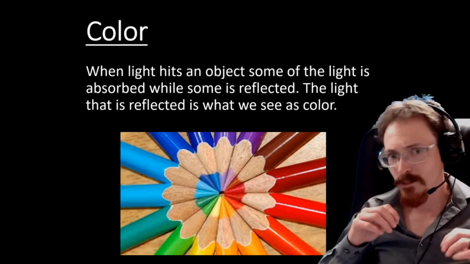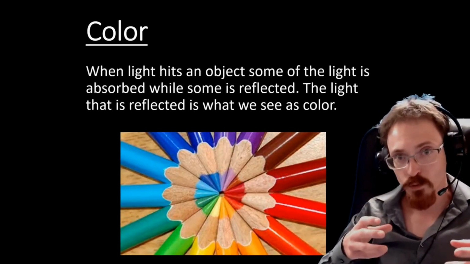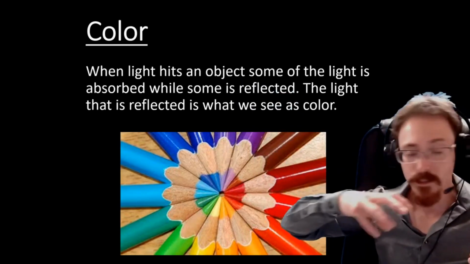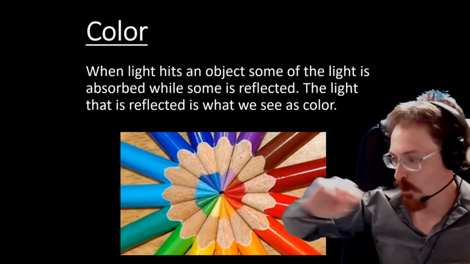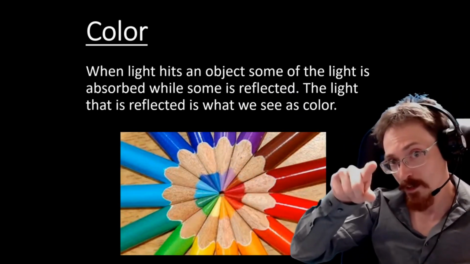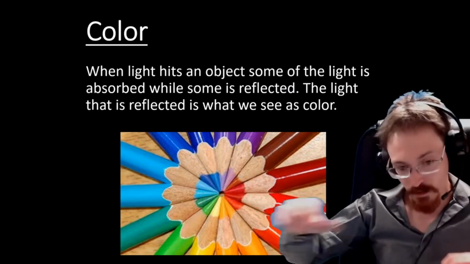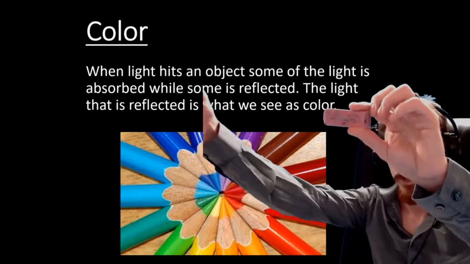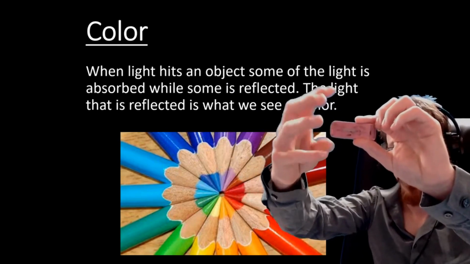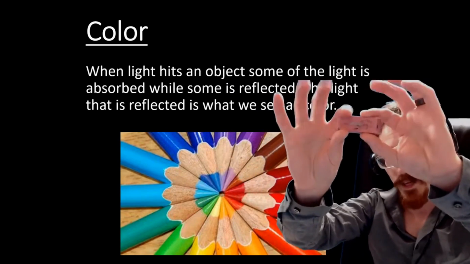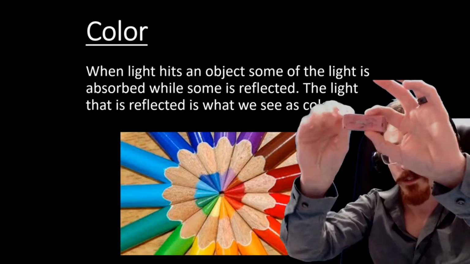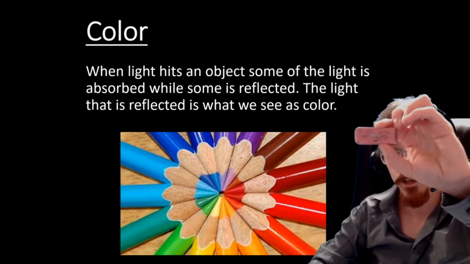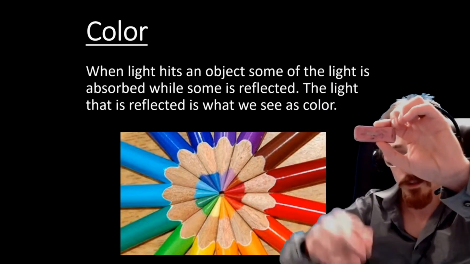Color, it sounds complicated, but it's really not. Color is whenever light comes in, hits an object, light is reflected off that object and bounces back, and that is the color that you see. So, for instance, this eraser. Light is coming in, it's hitting this eraser. All of the other colors except for pink is being absorbed into this eraser, and then it's being bounced back to you. So you see the color pink as it's reflected off of this surface.